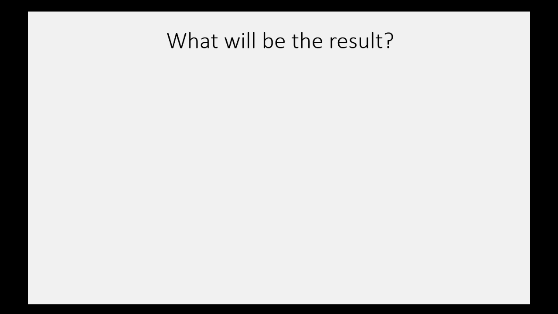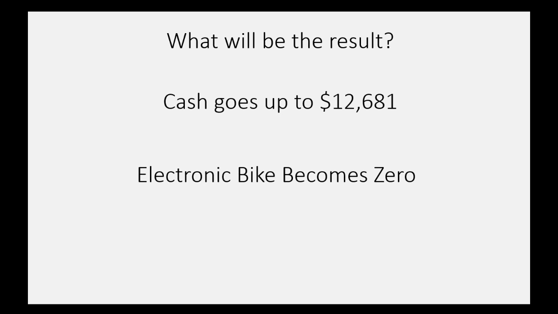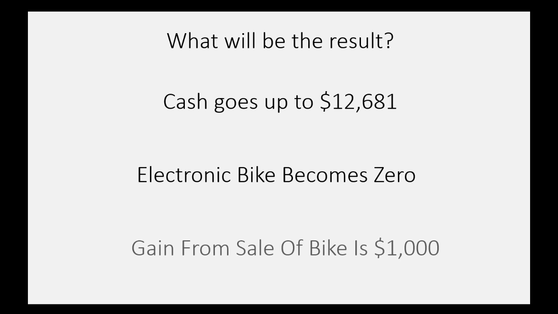Now, when you sell, what will be the result? Well, cash goes up to $12,681 because cash will be $4,000 more than it is now because we just got $4,000 for the bike. Electronic bike becomes zero because we just sold it and it should have no value in our books and records. And the gain from the sale of the bike should show up for $1,000.